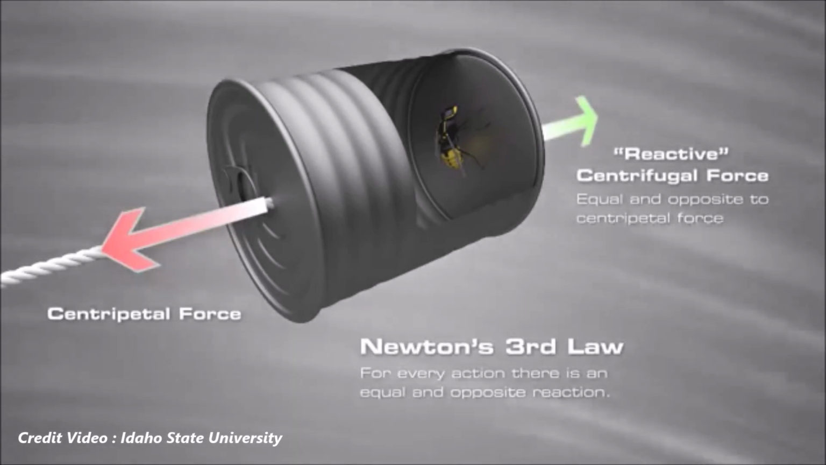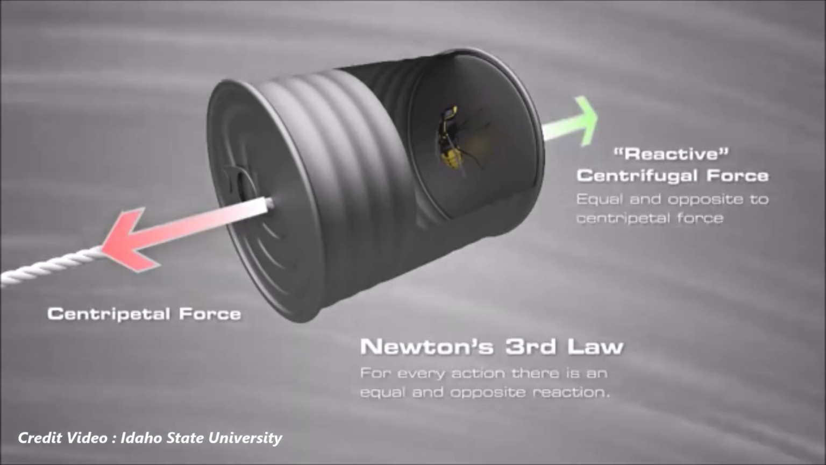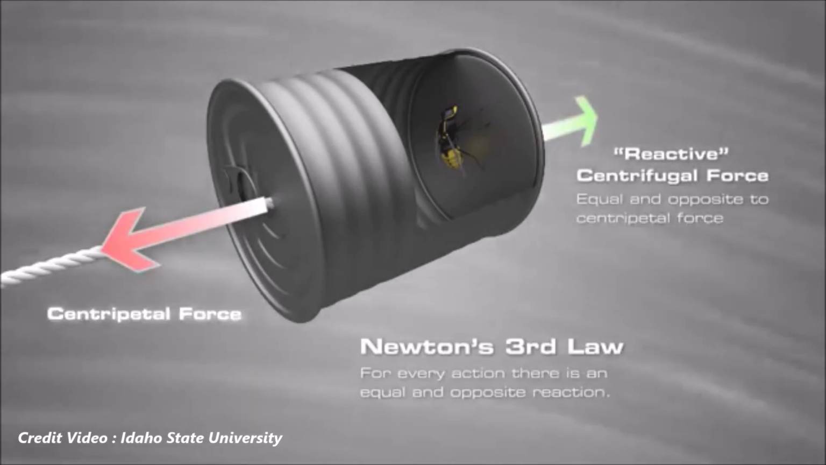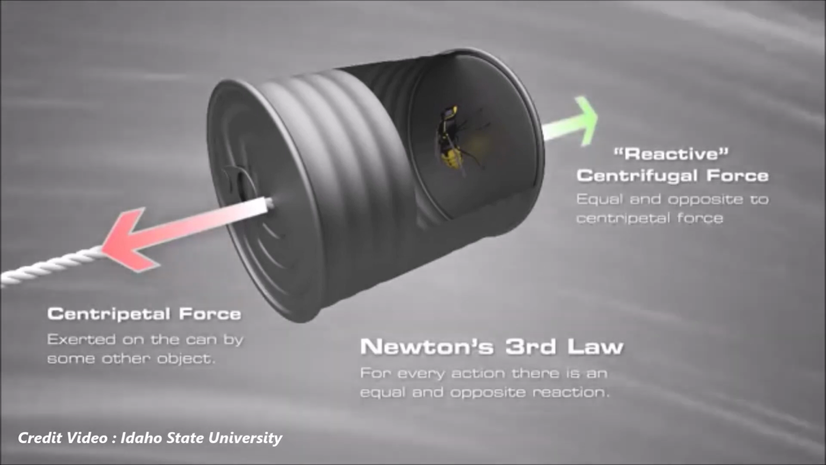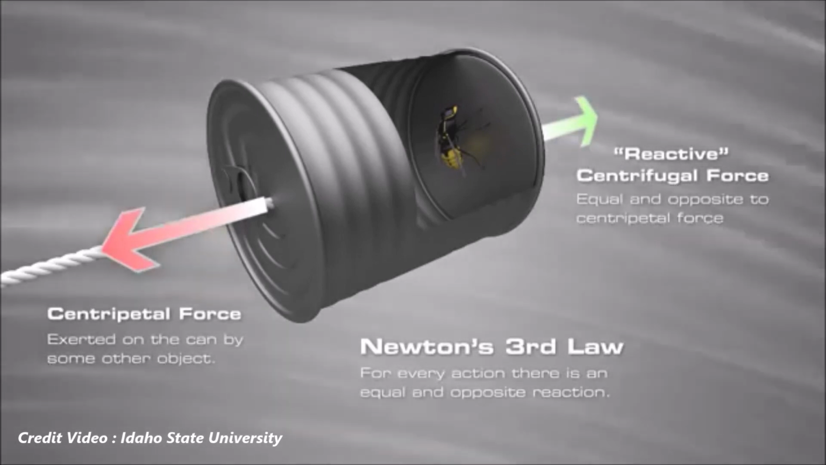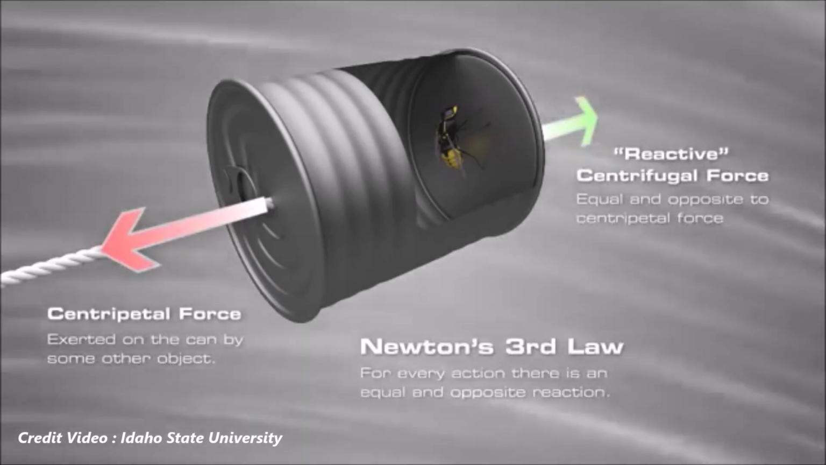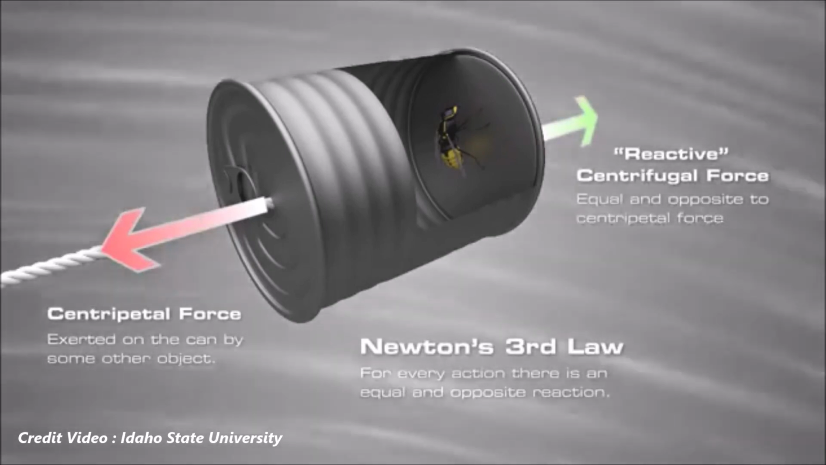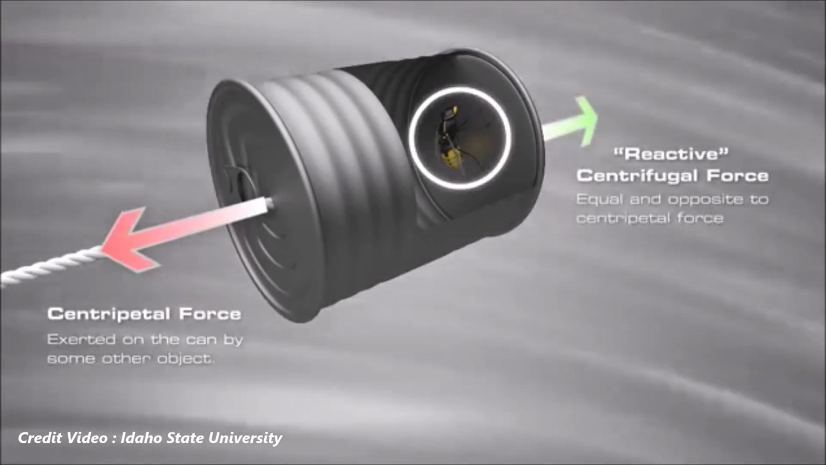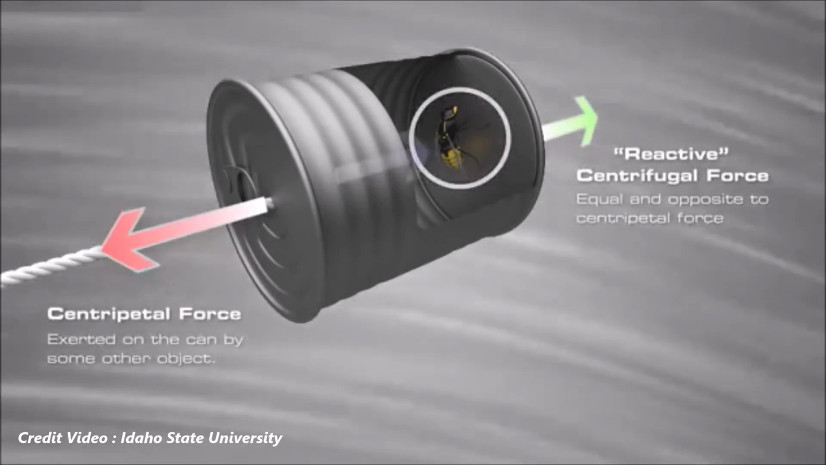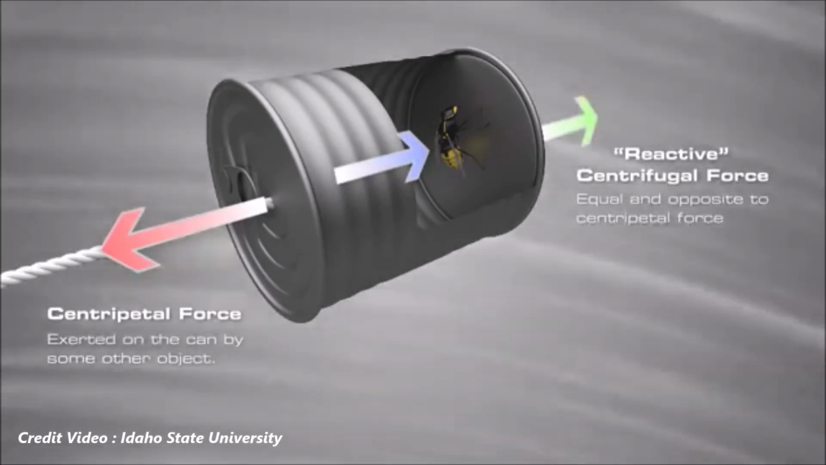The can, undergoing curved motion, constantly accelerates toward the axis of rotation. This centripetal acceleration is provided by a centripetal force, which is exerted on the can by some other object. This is the reactive centrifugal force. It is directed away from the center of rotation and is exerted by the rotating can on the object that originates the centripetal acceleration. If an object is placed inside the can, the object appears to have an outward force pushing it against the bottom of the can and away from the center of rotation.